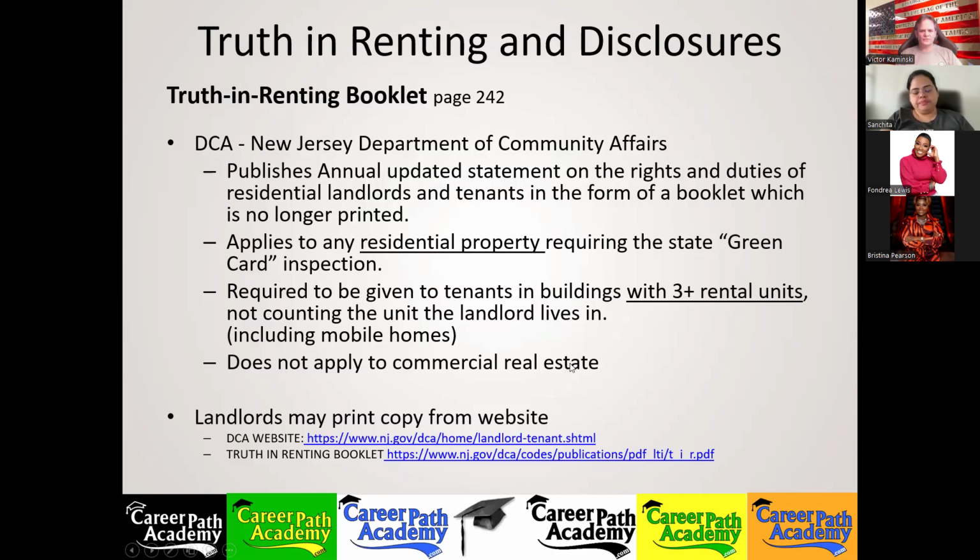The Truth in Renting booklet does not apply to commercial real estate. And here you go. Here's a link to the DCA's website and the Truth in Renting booklet in PDF format as well. Okay. And I'll share that with you guys if you wanted it again for whatever reason. There you go.